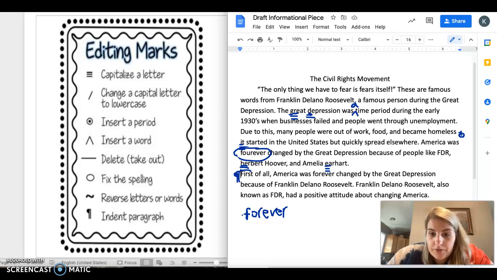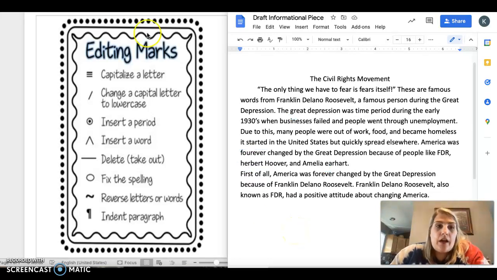So first of all, America was forever changed by the Great Depression because of Franklin Delano Roosevelt. Franklin Delano Roosevelt, also known as FDR, had a positive attitude about changing America. Okay, so here I was able to make my edits on my paper. I was able to use these editing marks to capitalize the letter, insert periods, insert a word, fix the spelling, and indent paragraphs. So when you come into class this week, this is what you'll be working on.